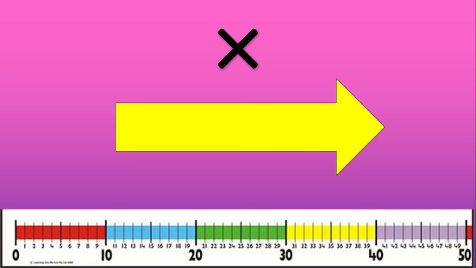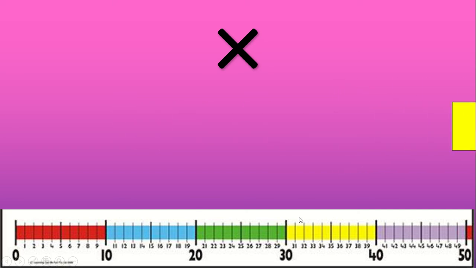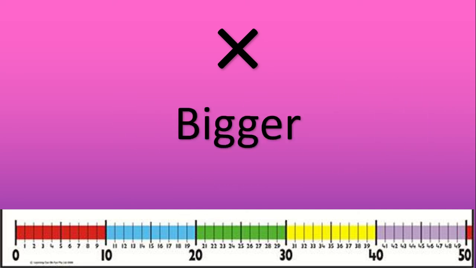So multiplication, it is bigger. When we multiply, we will always be going bigger. So if we look at the number line, we will always be going to the right hand side because it is always bigger.